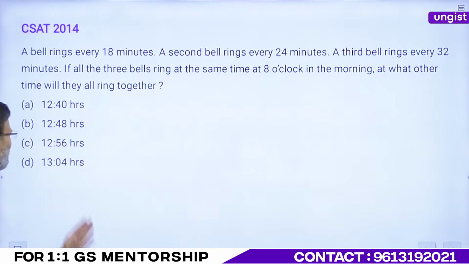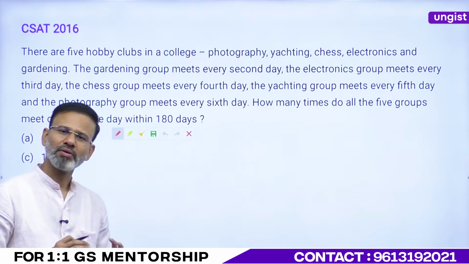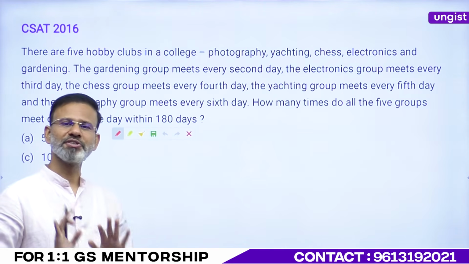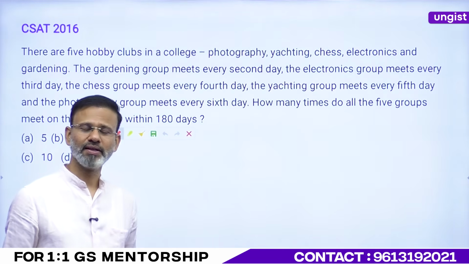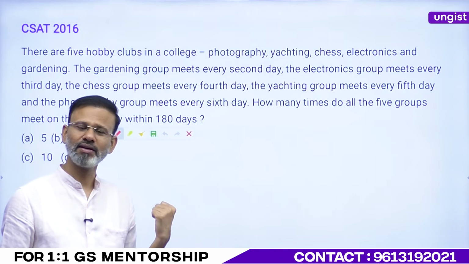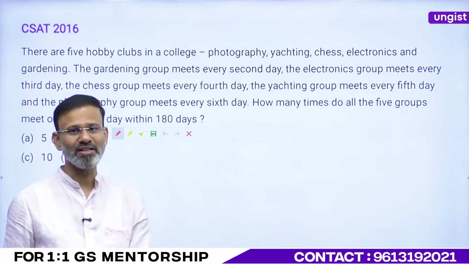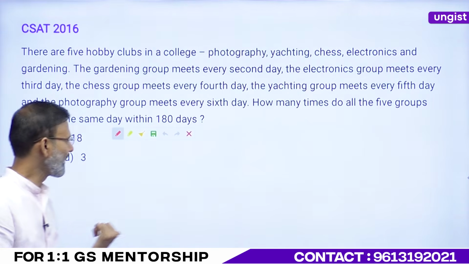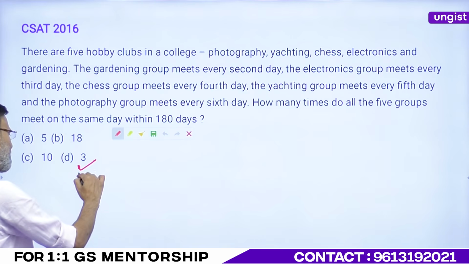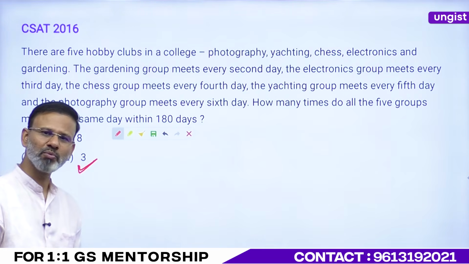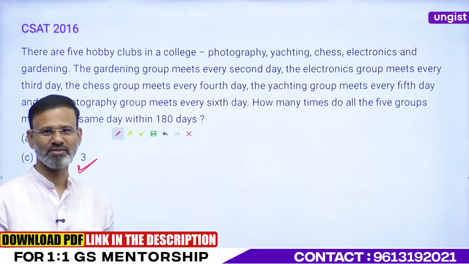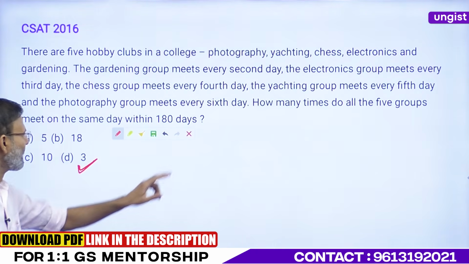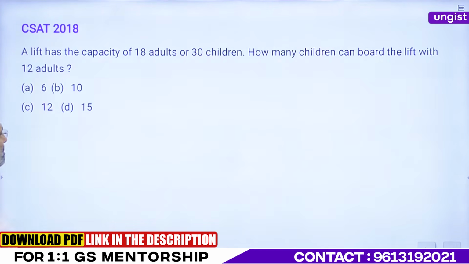Now, the same question has been asked in 2016 also, which we have solved in 2013. Exactly the same question. Read the question and the same solution, same answer. Like 180 divided by 60, the answer is 3. Right? Which option is the correct choice? D option is the correct choice. Okay, let's move to the next question.